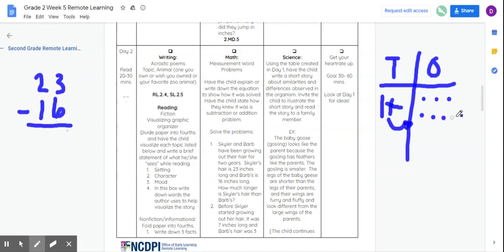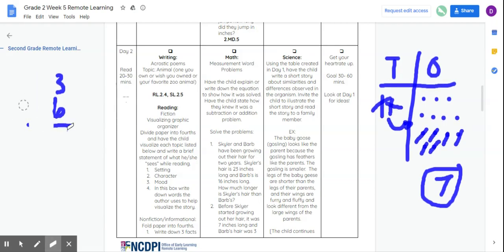So I'm going to add 10. And then I can subtract 6 now. So I'm going to take away 6. 1, 2, 3, 4, 5, 6. That leaves me with 1, 2, 3, 4, 5, 6, 7. All right, now I'm going to take away 2, which is what I had originally, minus 1. Okay, well, I took away my 1. Am I left with anything? No. So in the end, Skylar's hair is 7 inches longer than Barb's. So that's the answer to number 1.